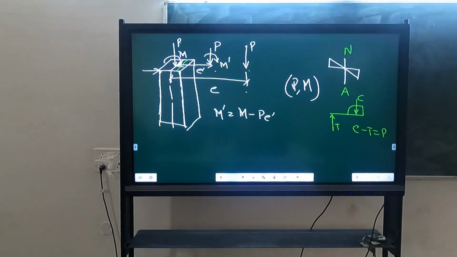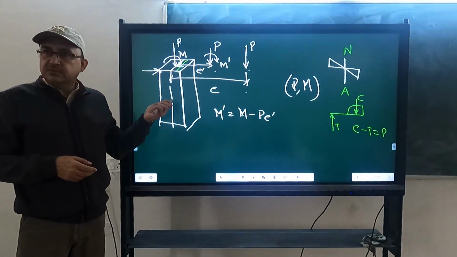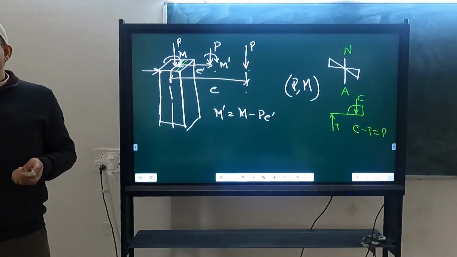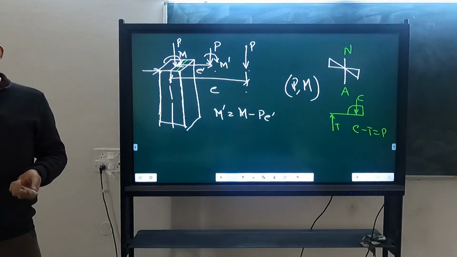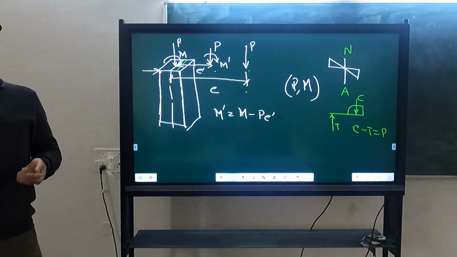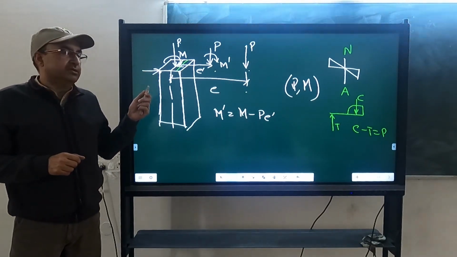So the neutral axis should be known. Before making the computer model, you should know the neutral axis. Then only can you calculate moments at the neutral axis. But that is not known to the analyst. When you are just making the model, the neutral axis is not known. In fact, you don't even know the bending moment, so you don't know the neutral axis.